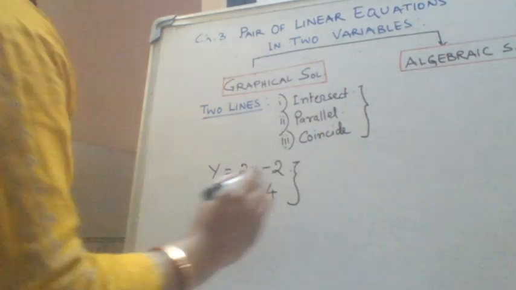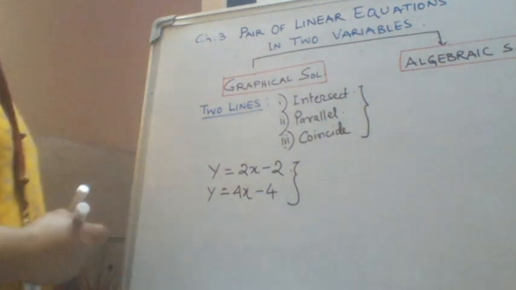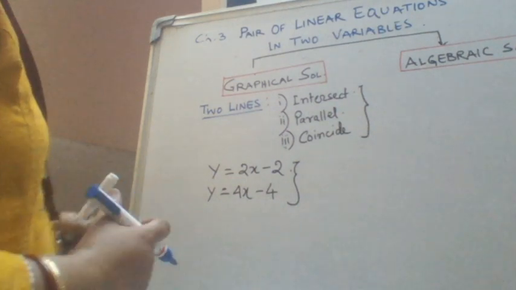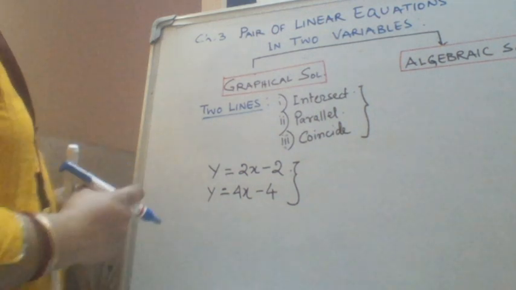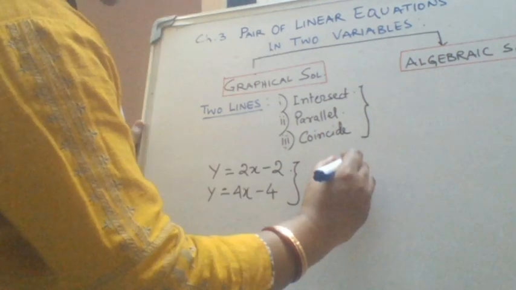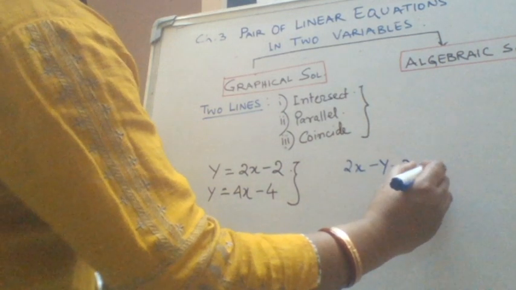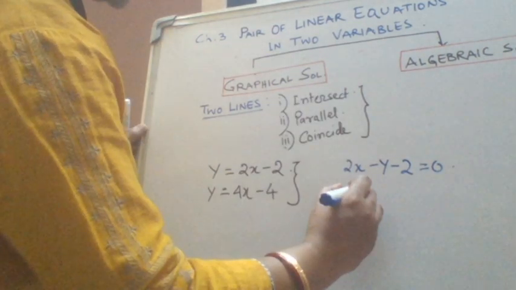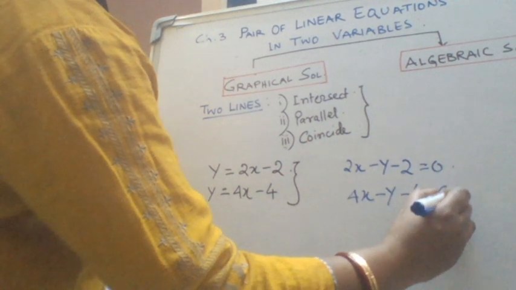Okay. Before we do that, let us compare the coefficients and find out what type of graphical solution we are going to get. That is, whether a unique solution, or parallel lines, that is no solution, or coinciding lines. That we can do by comparing the coefficients. So this equation, if we write it like this, 2x minus y minus 2 equal to 0. This is your first equation. And the second equation is 4x minus y minus 4 equal to 0.